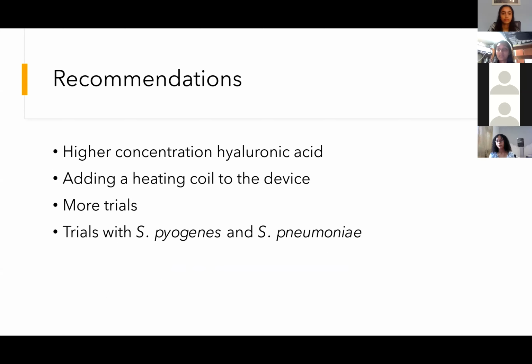I would also recommend more trials just so we can have better results and make sure that everything goes more smoothly than just the 30 we had. And I would recommend trials with S. pyogenes and S. pneumoniae to make sure the catalase test runs smoothly.